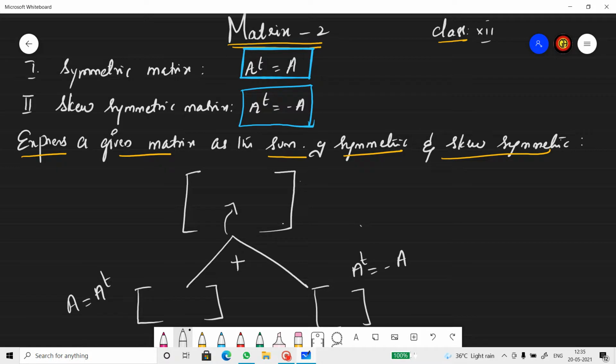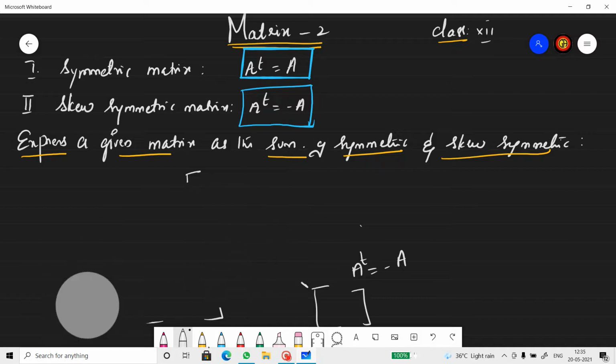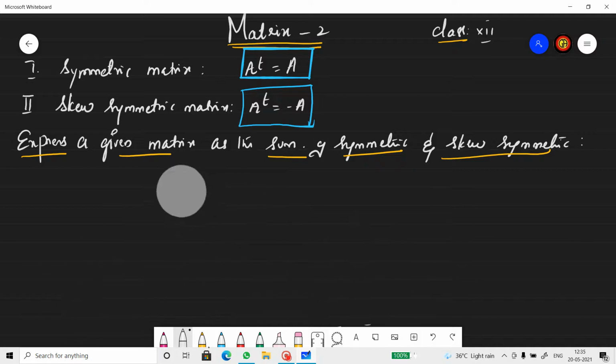So there is a matrix given. I need to break it into two different matrices. One must be a symmetric matrix. The other one must be a skew symmetric matrix. Summing up should give me the original matrix. Okay, let's see how to do that. Now let me explain the theorem behind this before I start.